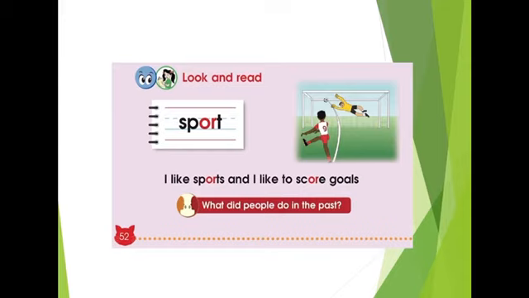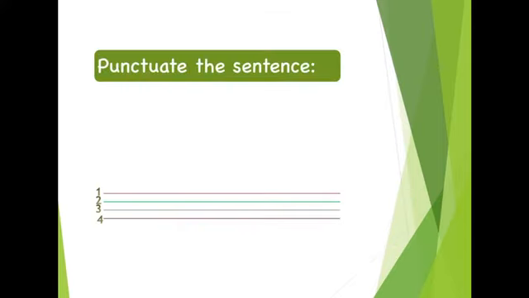Look and read. What are they doing? They are playing, yes. Playing what? Sport. I like sports and I like to score goals. What did people do in the past? They had also many games. Okay, I like sports and like to score goals. Punctuate the sentence. I like sports. We have to punctuate it. Write the first letter in capital letter and put a full stop at the end of it.